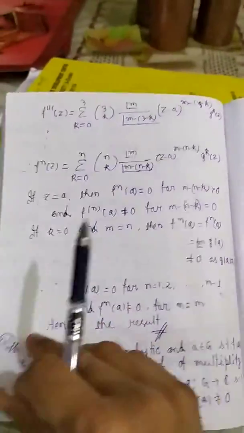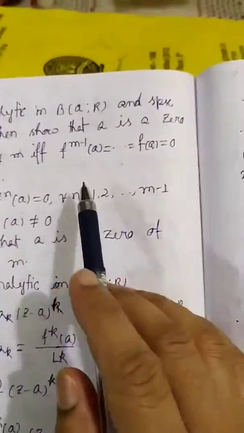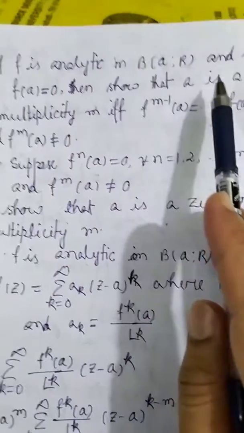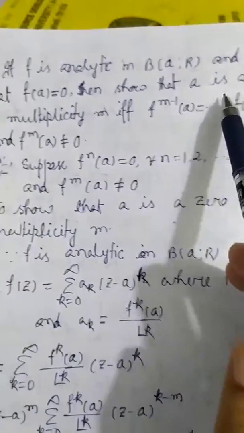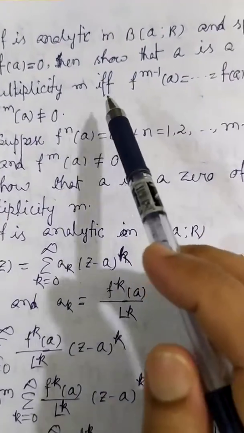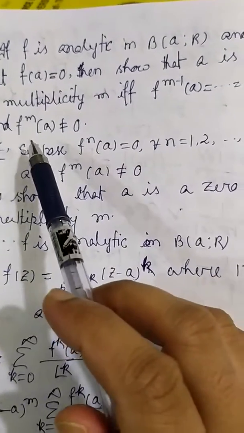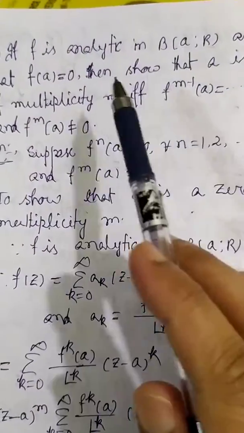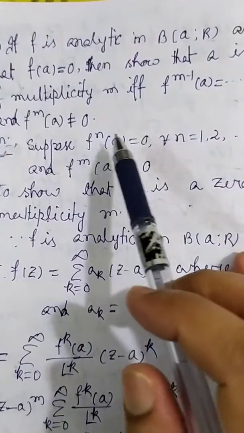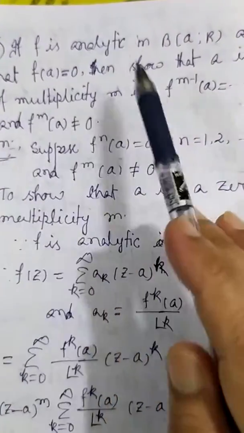So what is the question? This question is also familiar in terms of polynomials. You see, f is analytic in the open ball B(a; R), and suppose that f of a is equal to 0. Then a is a zero of multiplicity m if and only if all the derivatives are equal to 0 other than the mth derivative. This type of result exists for polynomials, and now we have to establish this concept of zero for f an analytic function.